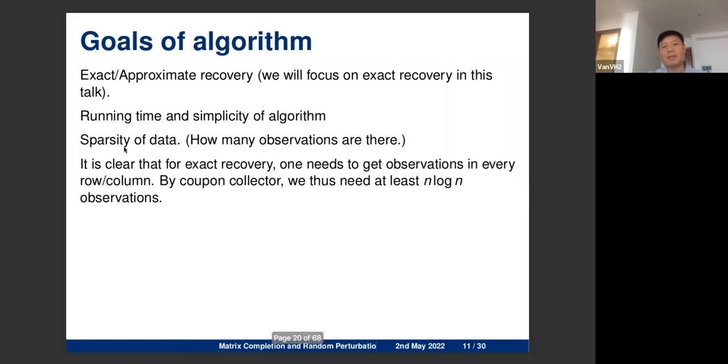The one thing people really care about is the sparsity of the data, namely how many observations do we need in order to recover the original matrix, right? This is a parameter that we will mention a lot. It is clear that for exact recovery, it needs observations in every row and column, right? If a row or column is empty, then there's nothing you can do there. So by the coupon-collector theorem, you will need at least about n times log n observations. So remember this n log n, that what you observe cannot be sparser than this. And then sometimes people measure the quality of the theorem on how close you get to this lower bound.